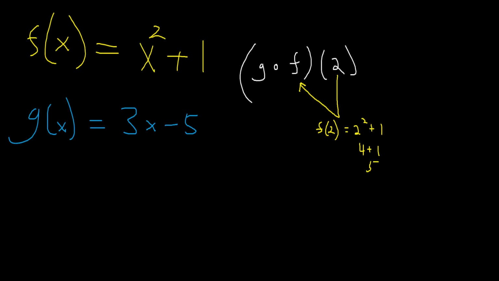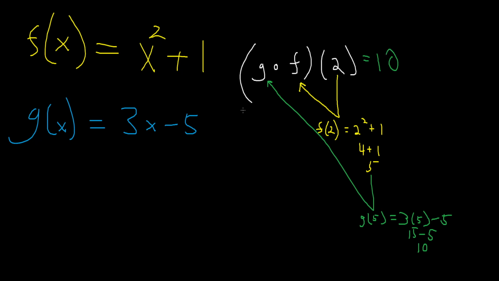All right, so now we're going to take that 5. We're going to plug that 5 into g. So now we got g of 5. So it's going to be 3 times 5 minus 5. So 3 times 5 is 15. 15 minus 5 is 10. So our answer is just going to be 10. So that's g of f. So pretty straightforward, just start on the right, plug that guy in, and then whatever you get from there, plug that guy in, and so on and so forth.